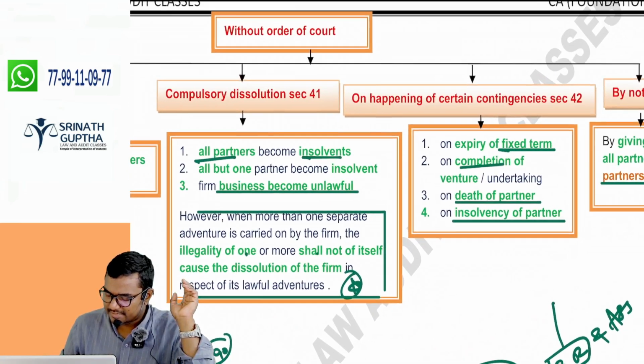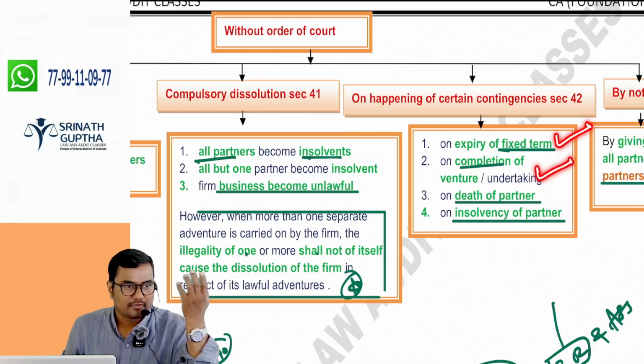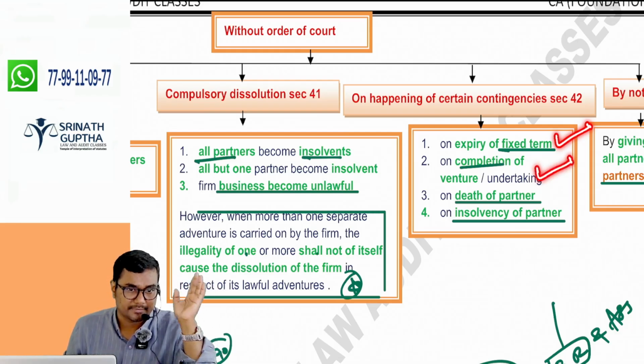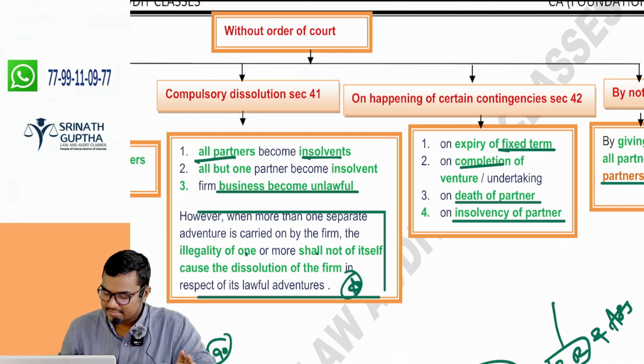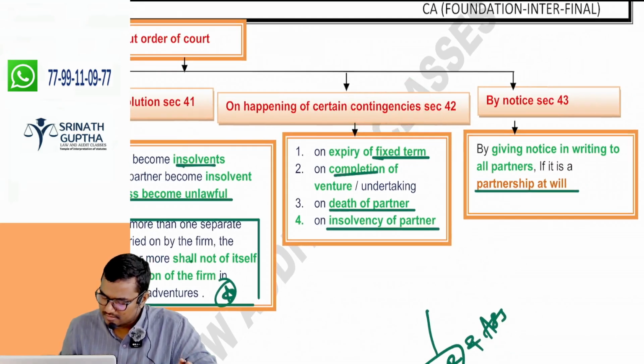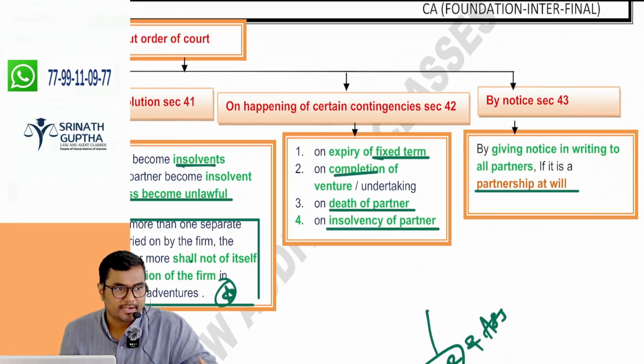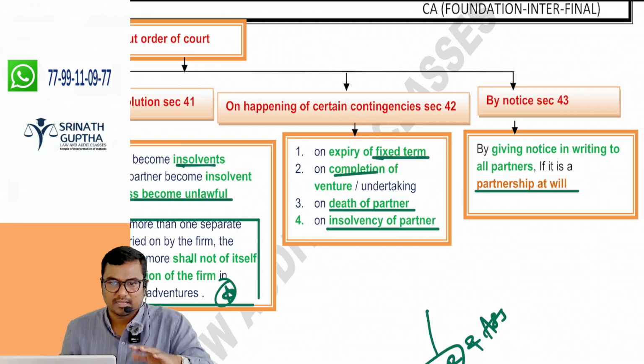The firm is created for 3 years. When the 3 years expire, it will come to an end. Completion of a venture: the firm is created for construction of a building, and when the building is completed, the firm will come to an end. Death of a partner or insolvency of a partner. Contingencies means conditions. Last one, by notice. If it is a partnership at will, it can be dissolved by any partner at any time by giving notice to all other partners.